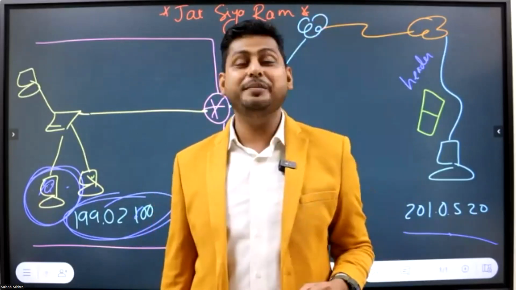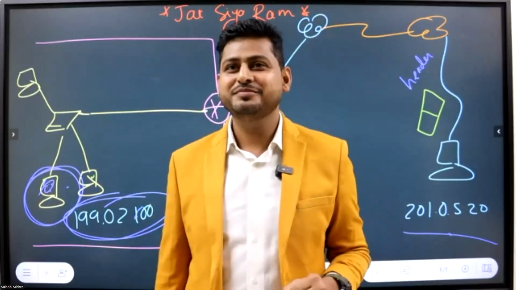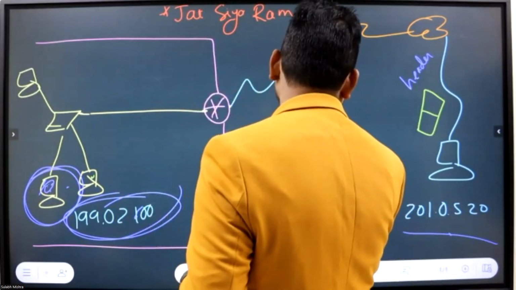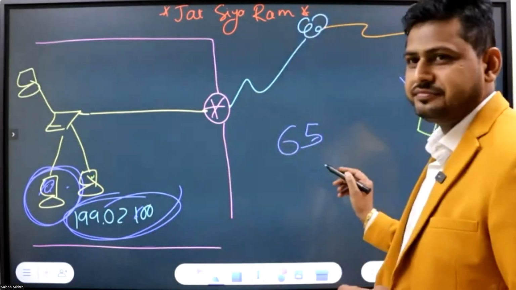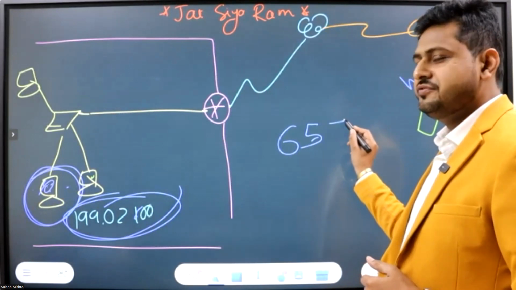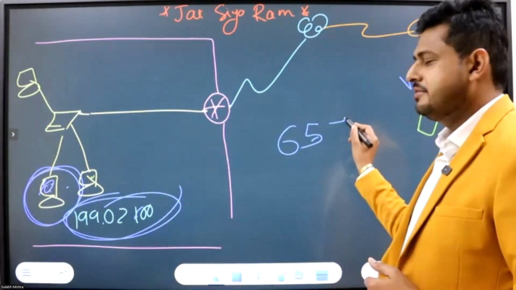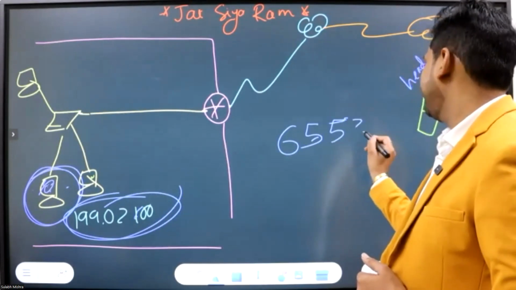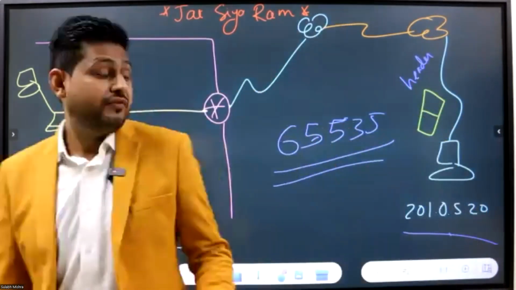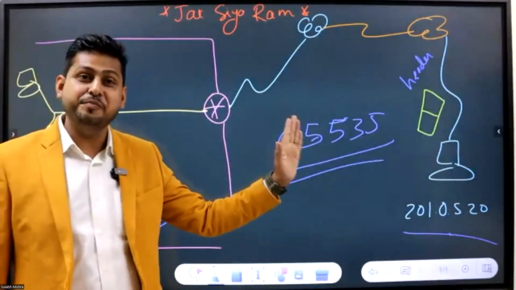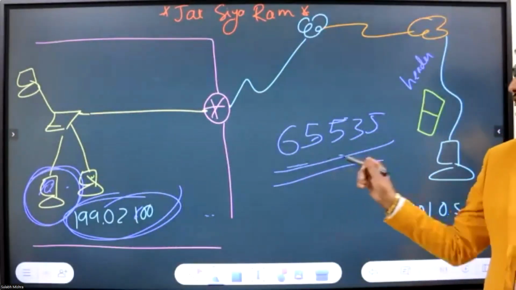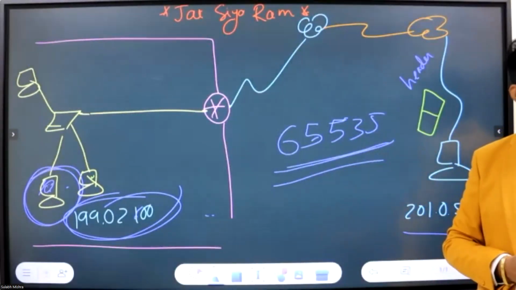In total, how many port numbers in a system? Anybody? 3,000. Huh? 3,550. 65,000? 6535. 535. Total 65,535 port numbers. Get it? Total how many port numbers? 65,535 port numbers you have.